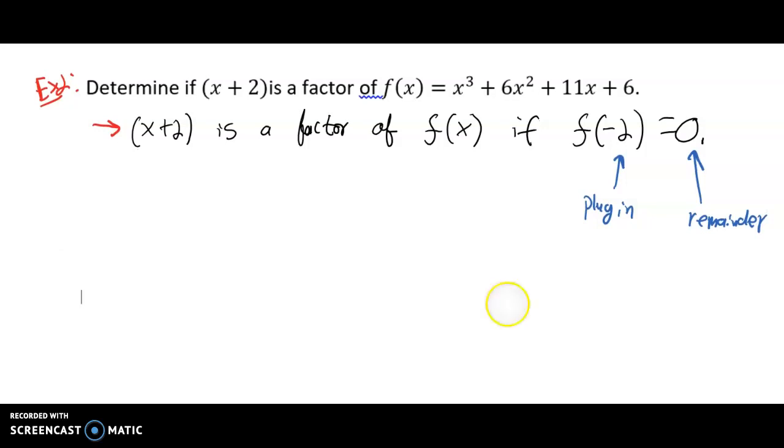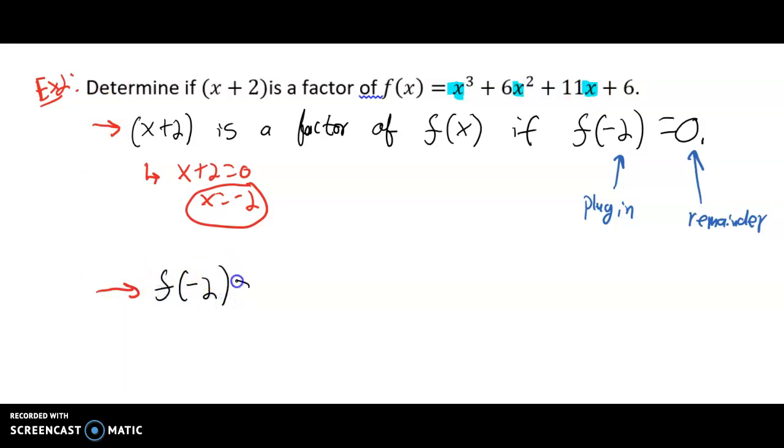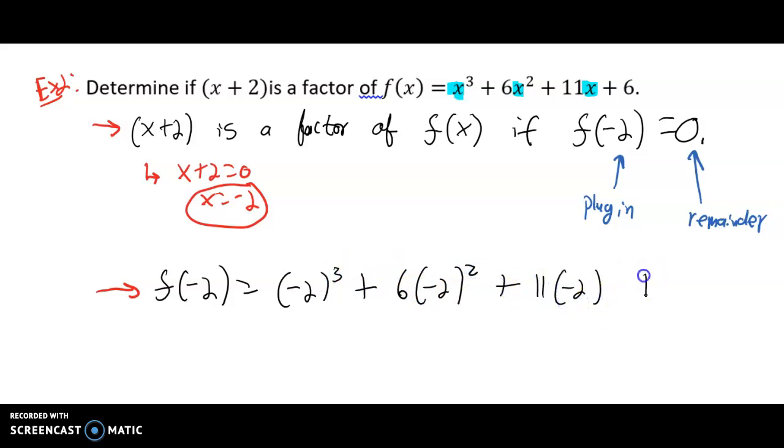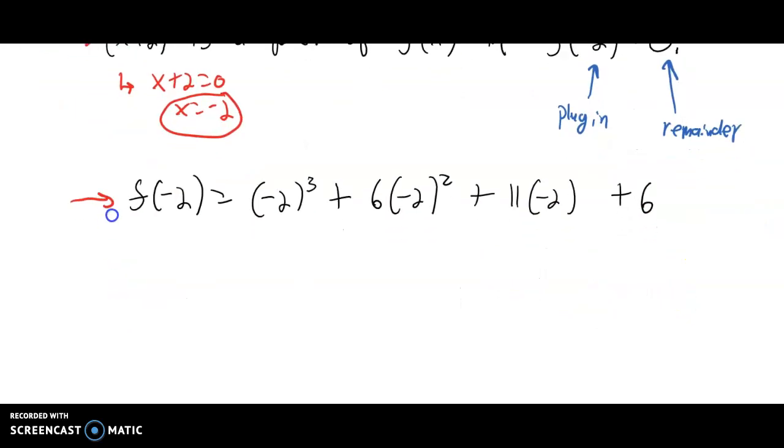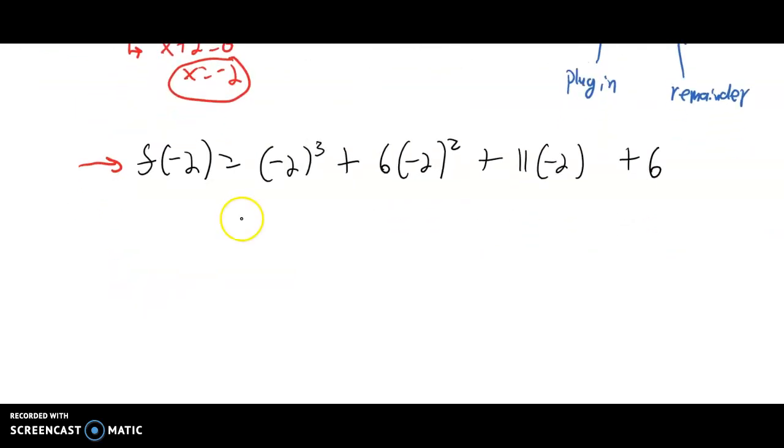Okay? Why am I plugging in negative 2? Because we turn the factor into a solution and we get negative 2. So I'm going to plug it into every x that I see. All right? Let's start this down here. So f of negative 2 is negative 2 cubed plus 6 times negative 2 squared, 11 times negative 2 plus 6.